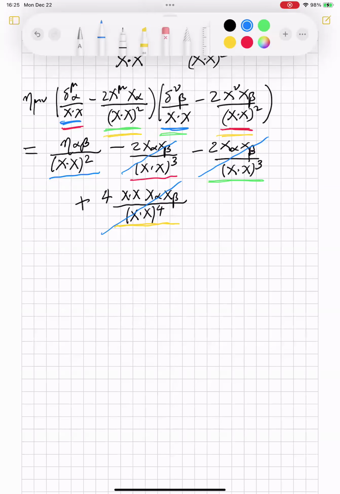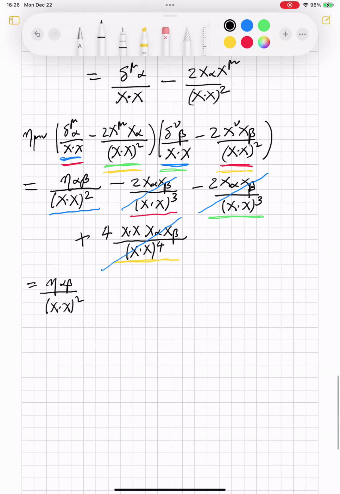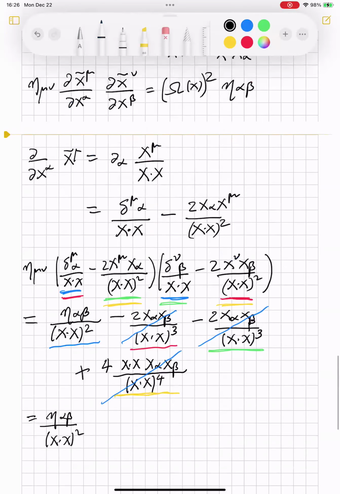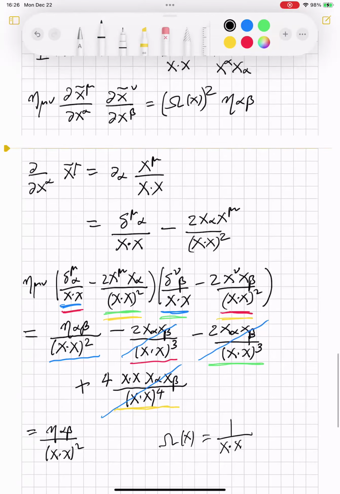Okay, so we found that the last four terms cancelled. So what is this equal to? Well, this is equal to beta alpha beta over x dot x squared. So if we look at the definition of our conformal transformation, this is indeed a conformal transformation. It's a conformal transformation with omega of x equal to 1 over x dot x. So good. So inversion really is a conformal transformation.